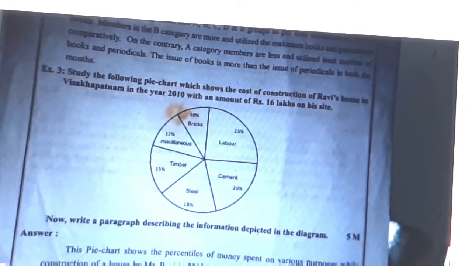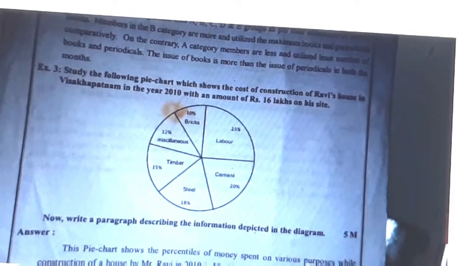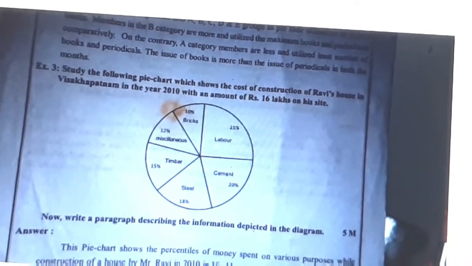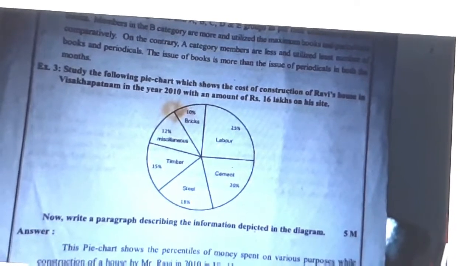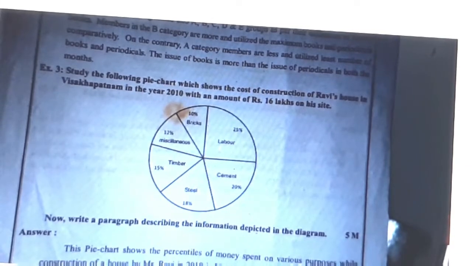Okay, here: in this diagram, bricks are 10%, labor is 25%, cement is 20%, steel is 18%. Because steel is singular, we put "is". Here bricks are plural, so we put "are" there. After each sentence we put a full stop. Steel is 18%. Timber is 15%. Miscellaneous is 12%.